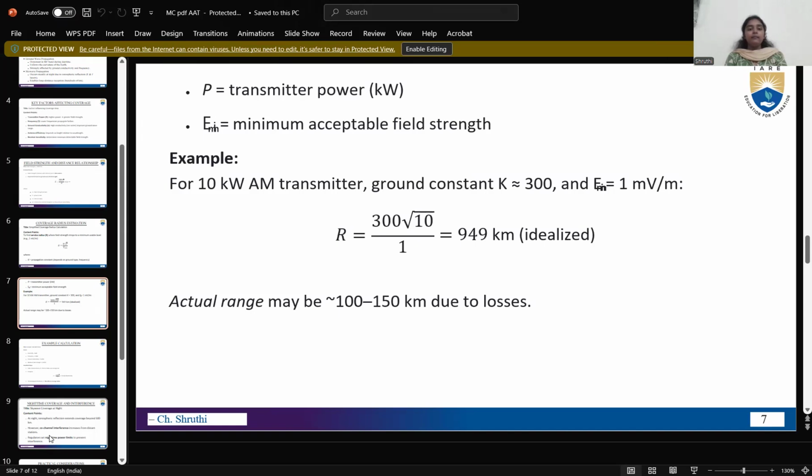Let's take the example for service radius R. For a 10 kilowatt AM transmitter, ground constant K equals 300 and E minimum equals 1 mV/m, where service radius R equals 300 root 10 by 1, which is approximately 949 kilometers, whereas the actual range may be up to 100 to 150 kilometers due to losses.